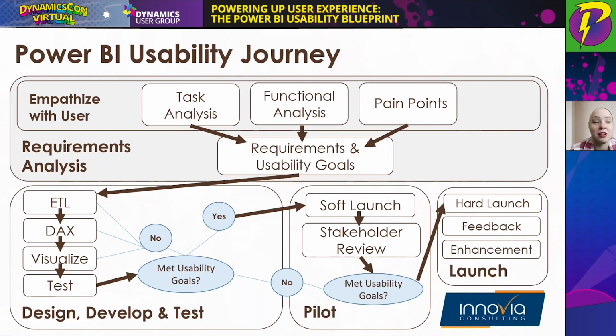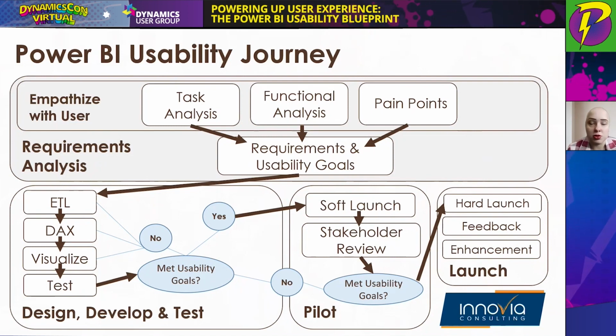First, you're going to start up top with empathizing with your user. In these steps, you're going to do things like task analysis, functional analysis, and you're going to discover the user's pain points. You're going to ask them questions about their process and what they currently do. Perhaps you may have them walk you through that process to help uncover things that weren't verbalized.